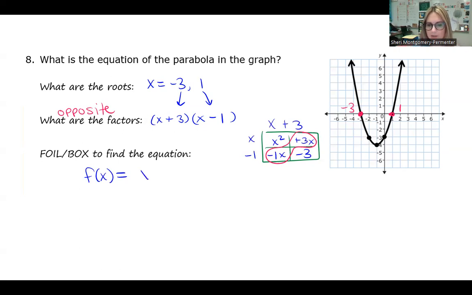Combine like terms, I have x squared first, and then I have 3 minus 1, or 2x, and then minus 3. That is my equation. And y'all should feel smart. That's really big kid math.